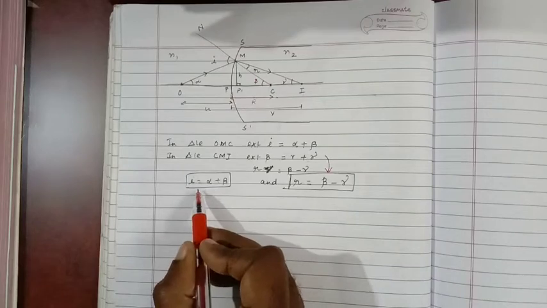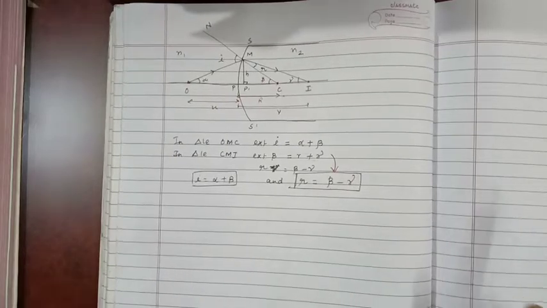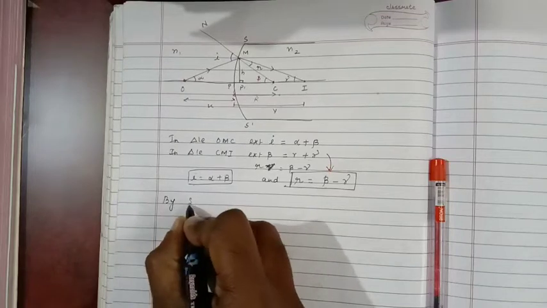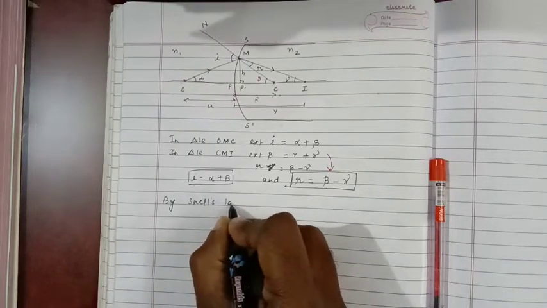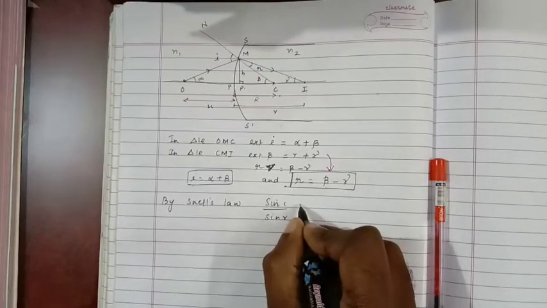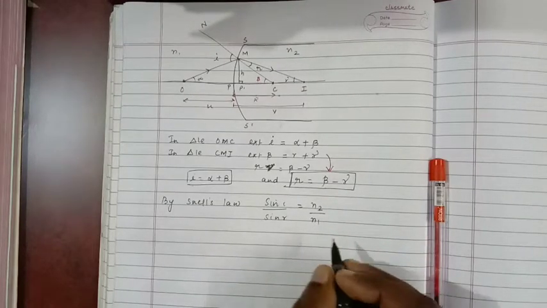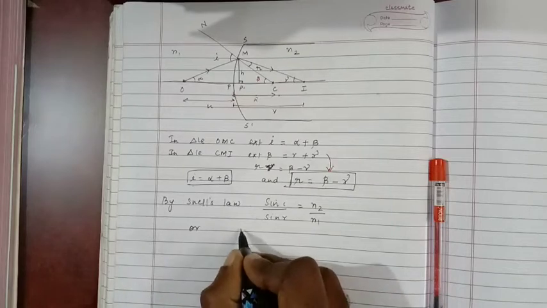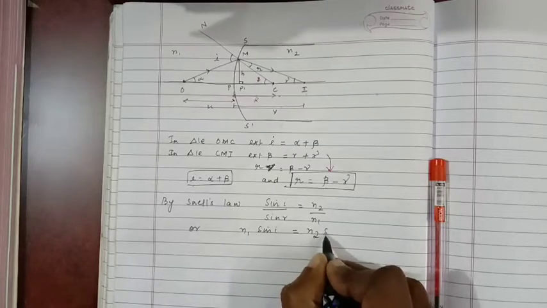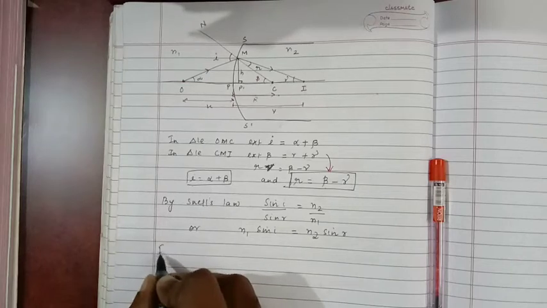So we got one equation for I and again an equation for R. We know by Snell's law, what is Snell's law? Sin I by sin R will be equal to N2 by N1. So this can be written as N1 sin I will be equal to N2 sin R. Again, we have taken for small aperture.